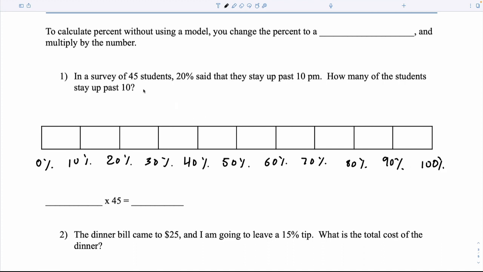I'm going to read it again and you're going to vote. Is it a mark up, a mark down, or just a percent? Percent, you're just going to give me a 0. In a survey of 45 students, 20% said they stayed up past 10 p.m. How many of the students stayed up past 10? Mark up, mark down, or percent of, show me. Hands down. Turn and talk to your partner. A few people disagree. What do you think? 20 seconds. Go.